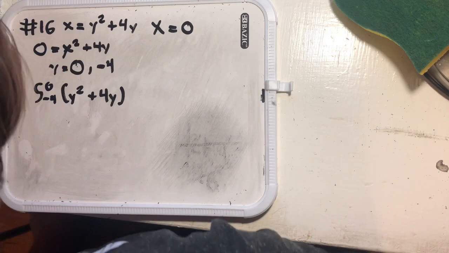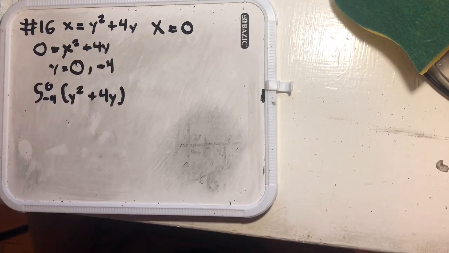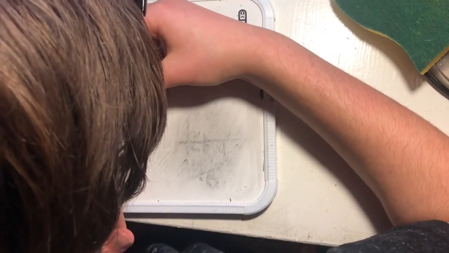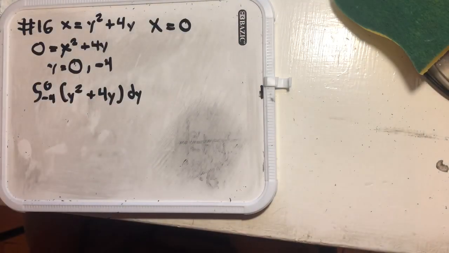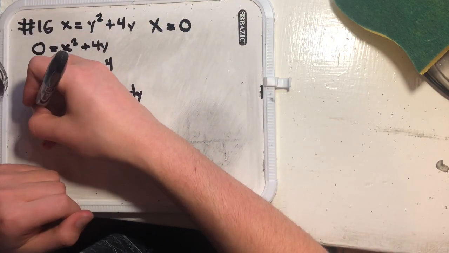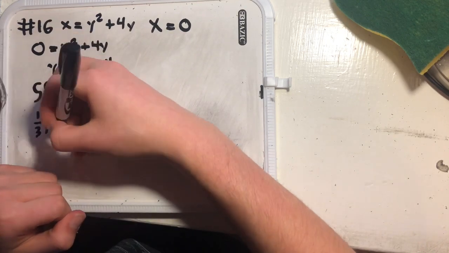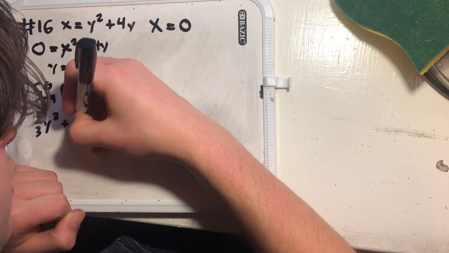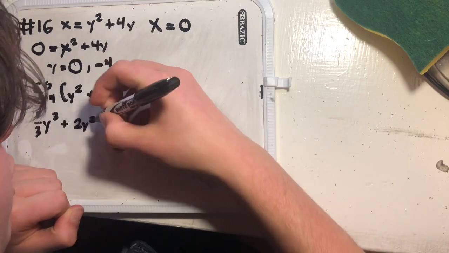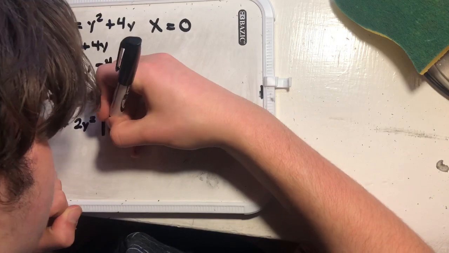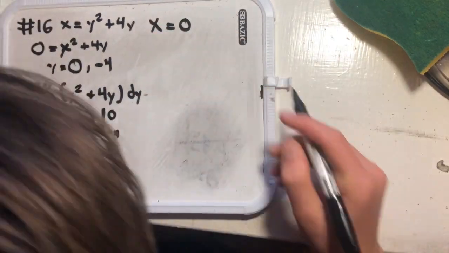Okay. Next. Okay. So now we're going to, there we go. Next, we are going to take the antiderivative of the equation. That's going to give us 1/3 y cubed plus 2y squared from -4 to 0.